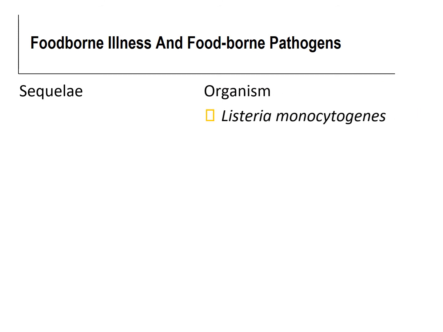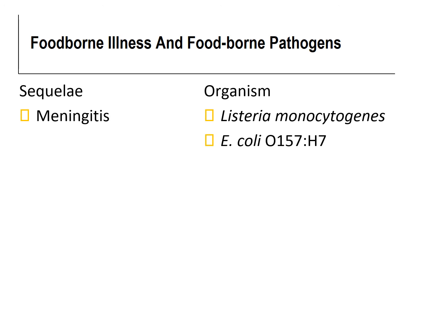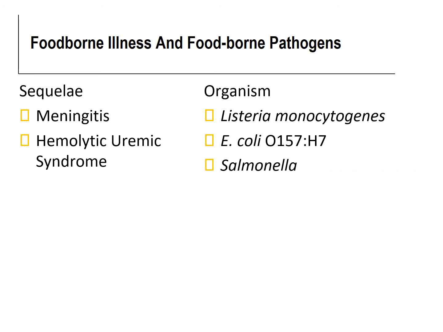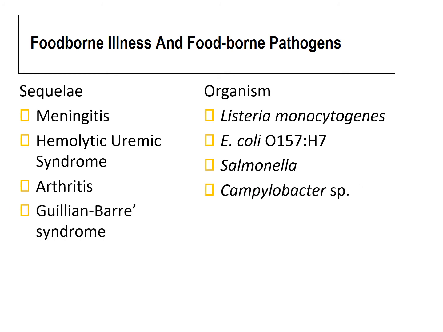As I just mentioned, certain sequelae have been described with certain associated organisms and foodborne pathogens, including, for example, Listeria monocytogenes, which has been reported to produce the highest fatality rate and rate of hospitalization, while E. coli O157:H7 is the most common cause of hemolytic uremic syndrome in children. Salmonella has been associated with septic arthritis, while Campylobacter species with Guillain-Barré syndrome.